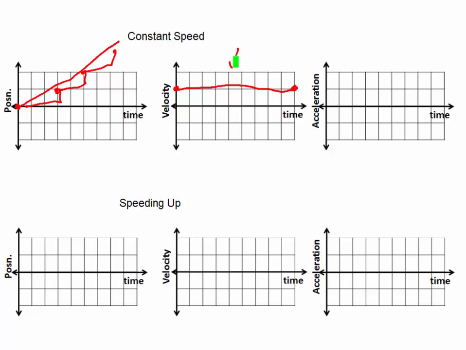Now, this guy actually has no slope, it has a slope of 0, and the slope of the velocity versus time is actually the acceleration, and that kind of makes sense. This thing is moving at a constant velocity, and what that means is no acceleration.